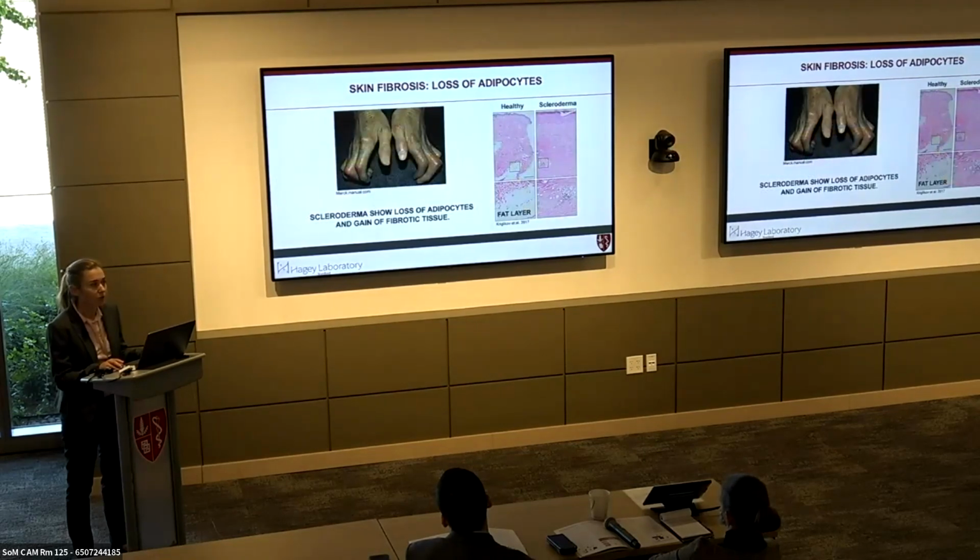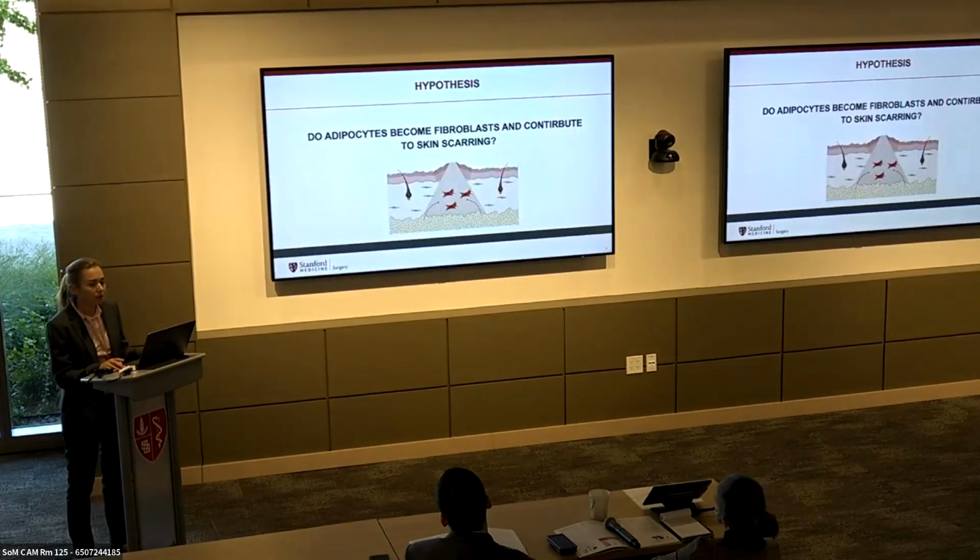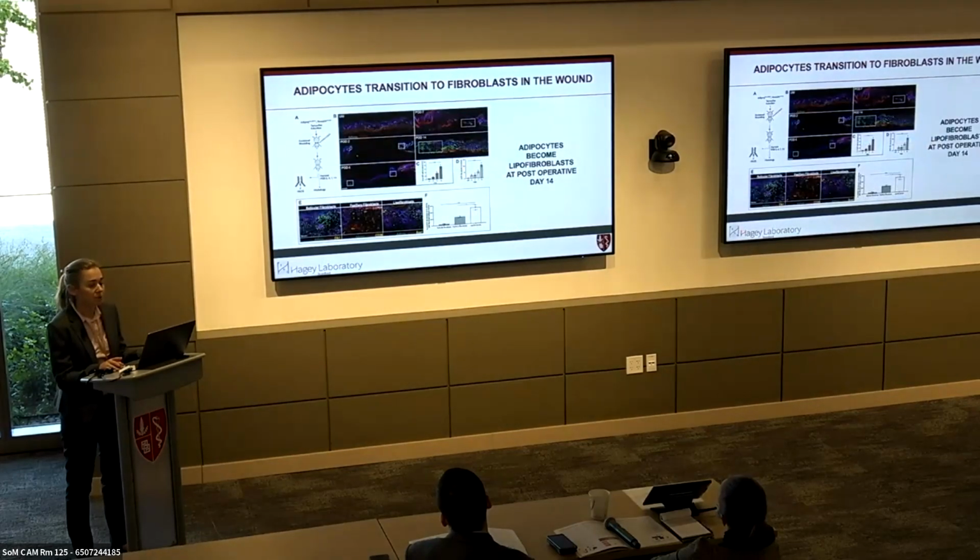But fat and fibrosis do have a close and likely complex relationship. Many fibrotic diseases, like scleroderma, a systemic skin scarring condition, involve dysregulation of fat. As you can see in this histology image, in scleroderma, where we lose fat, we gain fibrotic tissue. So this raised the question to me: could these adipocytes, these fat cells, turn into fibroblasts within the wound environment and cause this skin scarring? To answer this question, we first created skin wounds in the back of the mouse and evaluated if these adipocytes do become fibroblasts.